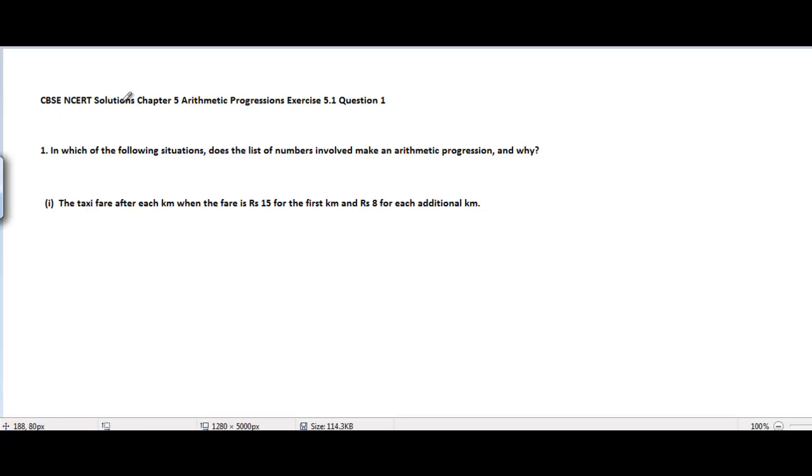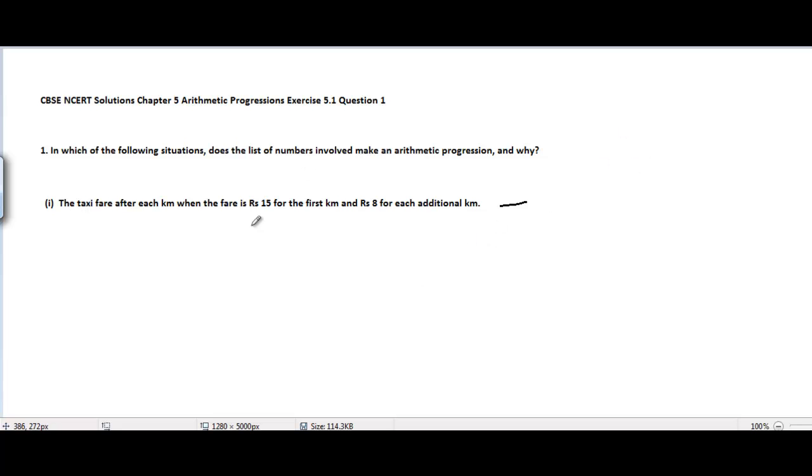CBSE NCERT Solutions, Chapter number 5, Arithmetic Progressions, Exercise 5.1 and Problem number 1. The problem is, in which of the following situations does the list of numbers involved make an arithmetic progression and why? We will be given one situation and we will have to tell whether this situation is related to arithmetic progression or not.